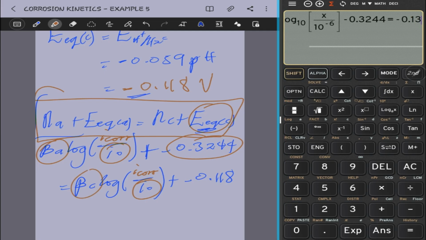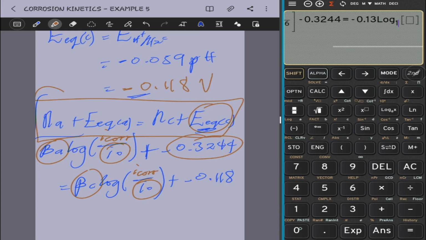Right, now I'm here. So equal to, I have my log, and you have this i_corr again. Let's keep it X. And here we have a current density, which is 10 to the power minus 6, for the cathodic. And now we move on to this side, which is minus 0.118. So now let's see what we get for the X, which is the i_corr we are looking for.